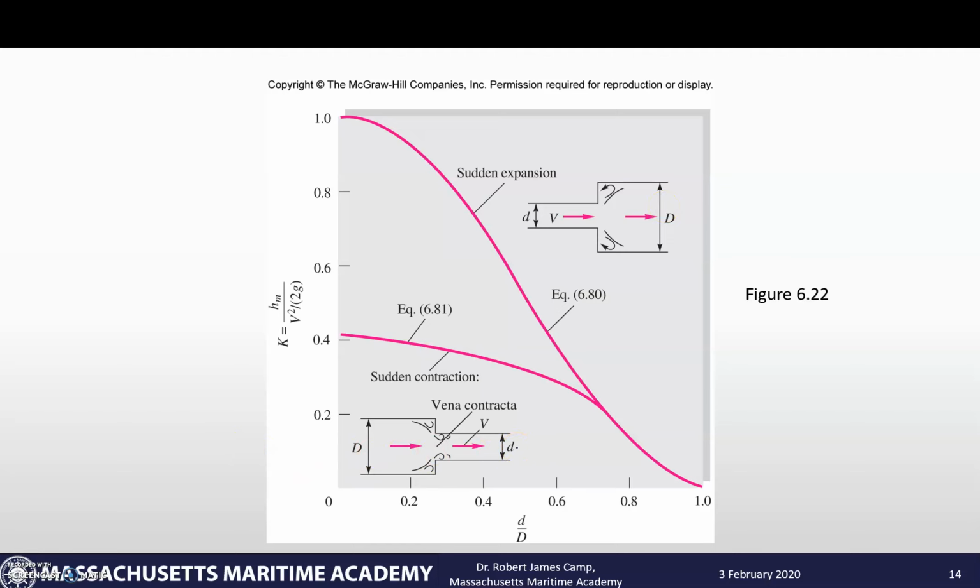So when we talk about sudden expansions and contractions, it's all based on which way the fluid's flowing. If my fluid's coming in from this direction, that would be an expansion. If it was coming the other way, it would be a contraction. So it's always based on where the fluid is flowing.